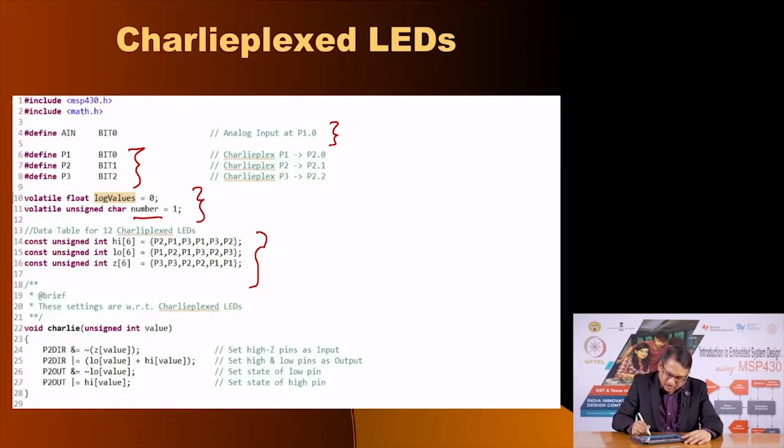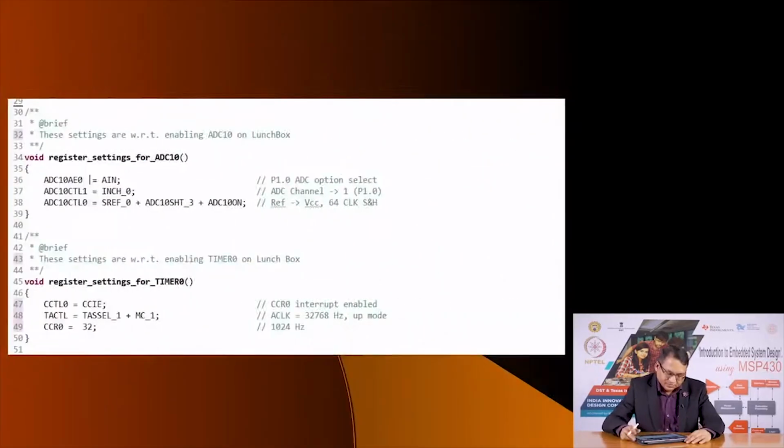Here is a subroutine called Charlie, which, based on the number to be displayed, appropriately sets the direction of the ports and converts the third pin, whichever that third pin might be for that number, into high impedance. Here is the register setting for the ADC, which is similar to what we did previously. Here is the register setting for the timer.